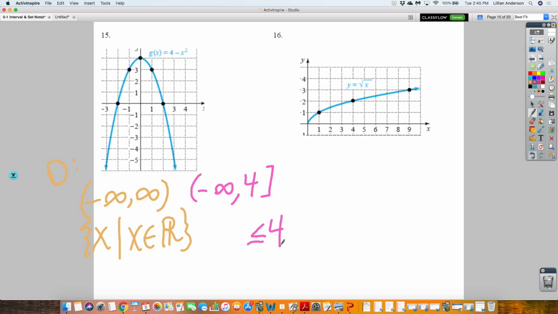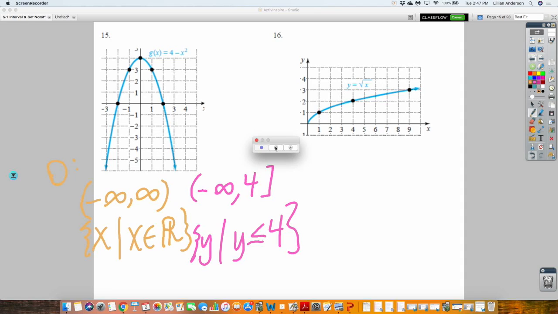All right. So you said less than 4, but we're talking about range. So what variable do we need? Range is what variable? Think about it. You got 2, either x or y. That's domain. So it's got to be y. So the set of y values such that y is less than or equal to 4. Last one on you.